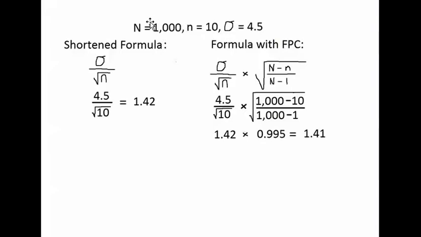The further apart the population and sample sizes are, the more accurate of an answer you'll get with the shortened formula. So if the population is 100 times larger than the sample, you'll get a highly correct answer using the shortened formula.